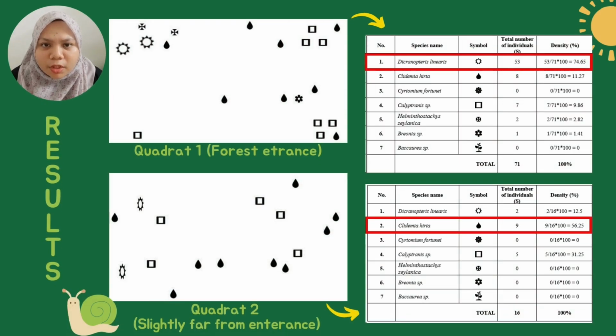Next is the result of this practical. This practical has 5 quadrats as its result. The first quadrat is located at the entrance of the forest. From the diagram, it showed that the Cranopteris slenderis has the highest density with 74.65%. The second quadrat is located slightly far from the entrance. Clidemia hirta is the most common species found with 56.25% density.